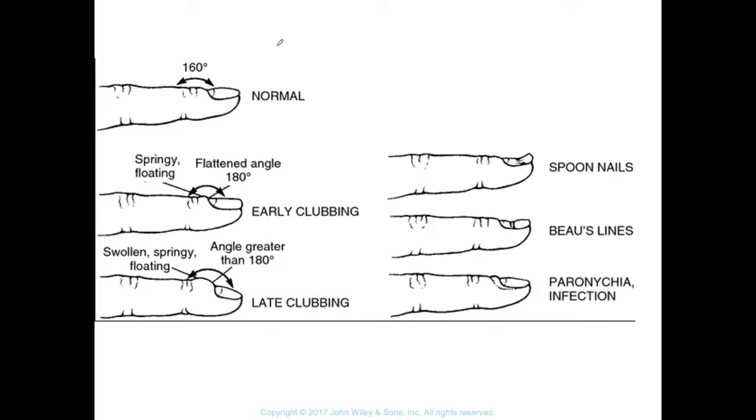So this is what normal looks like. And then when you have clubbing, this starts to round down, but this becomes very, very thick over here. That's the clubbing. Spooning looks like the shape of a spoon. We see that in severe diabetics. We can also see it with severe fungal infections.